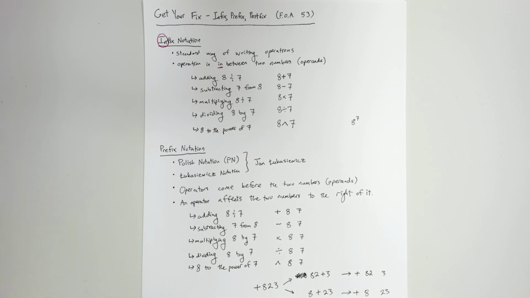And if you were using a calculator or a computer that was in Polish notation or prefix notation, then what we would do is we would just enter after each of the numbers. So we would do plus, enter, 82, enter, and then 3, enter if we wanted to do the top one. Or if we want to do this bottom one here, we'd do plus, enter, 8, enter, and then 23, enter.